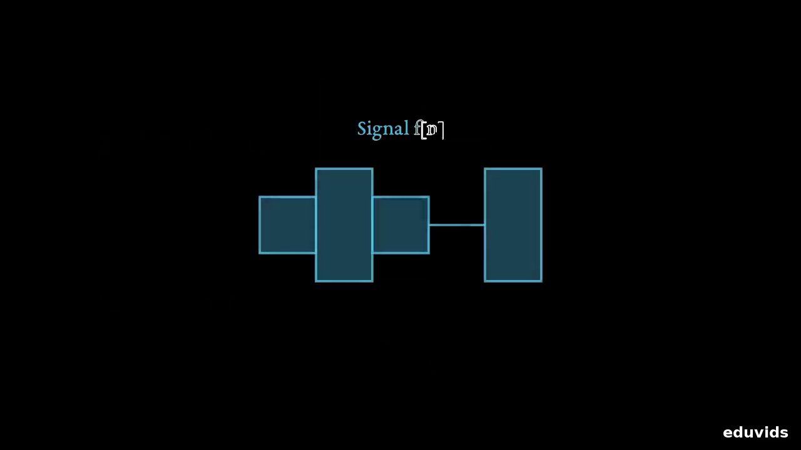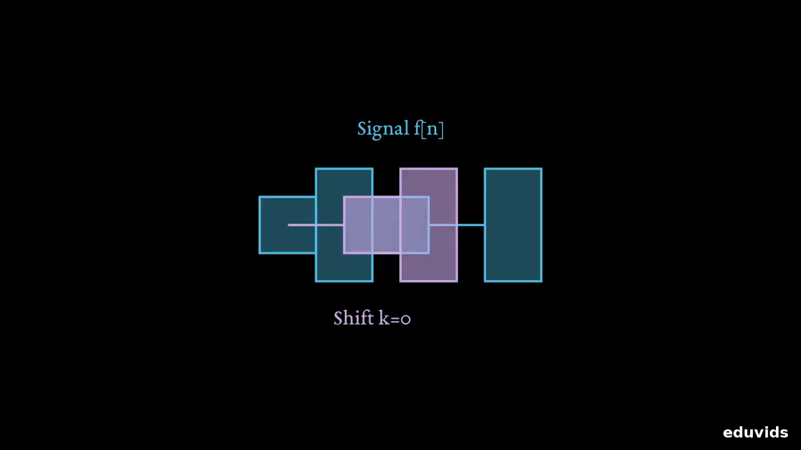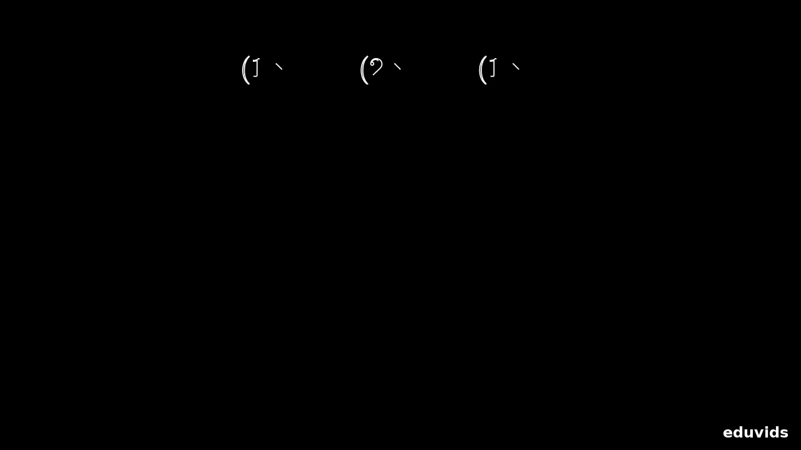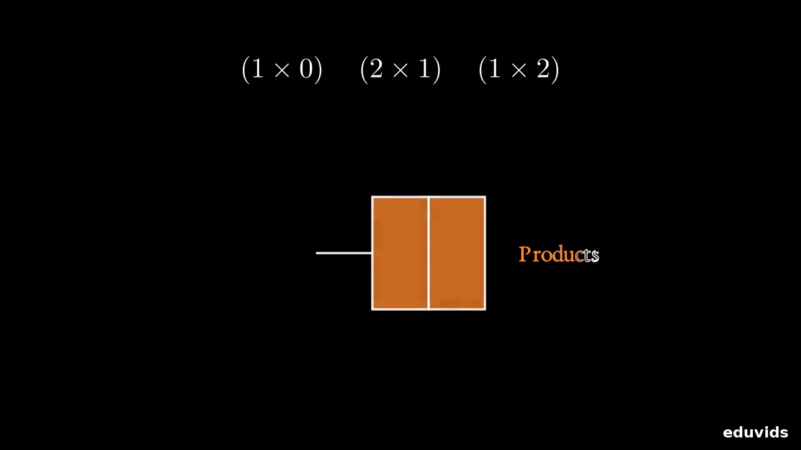Second, we shift the flipped kernel over the signal. We start at the very beginning. When the numbers overlap, we multiply the pairs together. At the first position, we align 0, 1, 2 with 1, 2, 1. We multiply 0 times 1, 1 times 2, and 2 times 1. That gives us 0, 2, and 2.